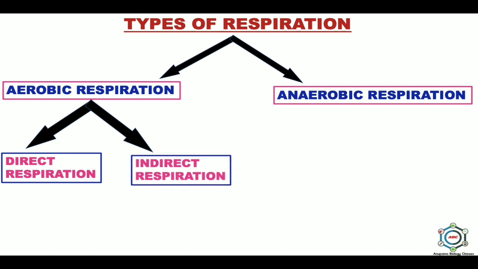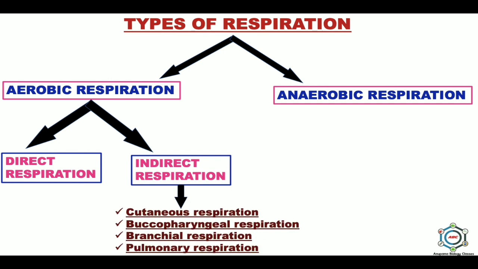In direct respiration, the exchange of gases occurs in the body cell without special respiratory organs and without the aid of blood, like in protists, aerobic bacteria, plants, sponges, coelenterates, flatworms, roundworms, and most of the arthropods. While indirect respiration involves special respiratory organs, like in cutaneous respiration, where vascular skin is used for respiration, and it takes place in the annelids, some crustaceans and amphibians.